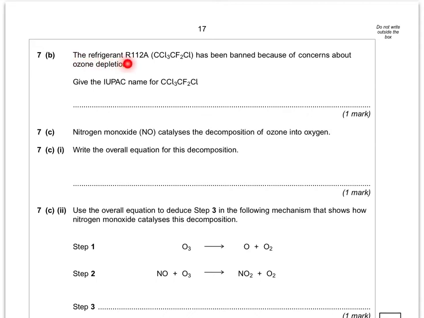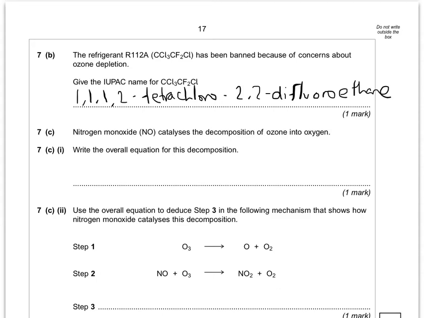So the refrigerant R112A, which is that, has been banned because of concerns about ozone depletion. Give the IUPAC name. So this is going to be, you've got 4 chlorines, and the chloro is going to come before the fluoro because it goes in alphabetical order. So you've got 1,1,1,2, and for 4 it's tetra. So it's a tetrachloro, and then both the fluorines on the second carbon, so 2,2-difluoro, and it's F-L-U-O. If you spell that wrong, you should lose the mark, and then ethane on the end because it's just 2 carbons in a row.